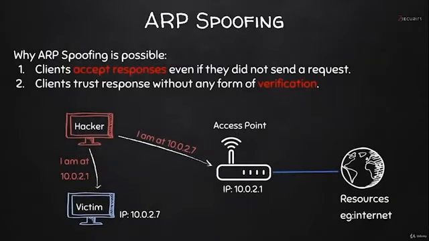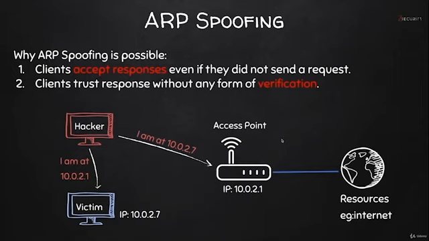Now the main reason why we can do all of this is because ARP is not secure, because first of all, clients can accept responses even if they did not send a request. So as I said before, we're going to send a response to the access point and a response to the victim, telling them that I am at a specific IP. Without them asking who am I, or without them asking for this IP, I'm just going to send a response and they're going to accept that response anyway.